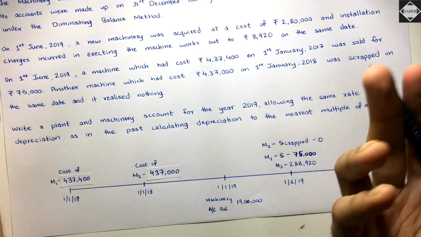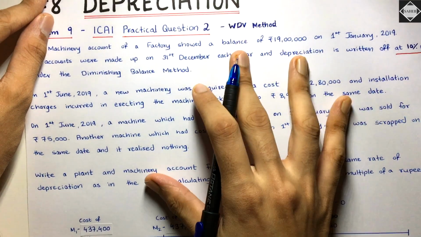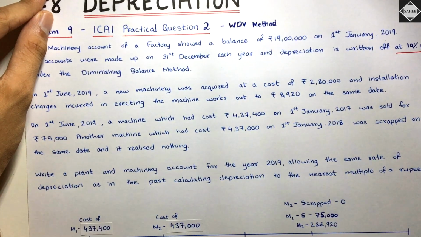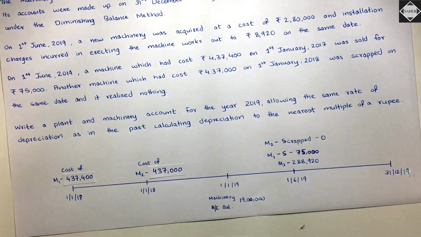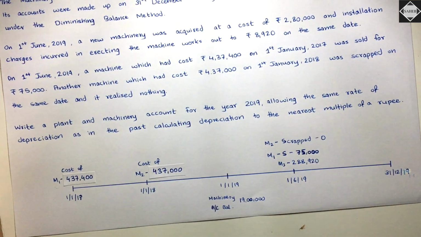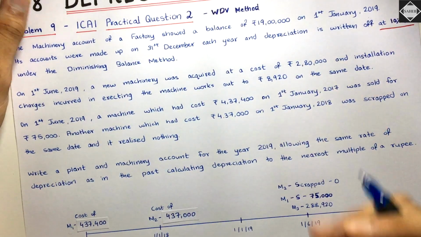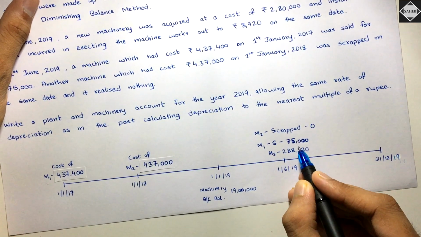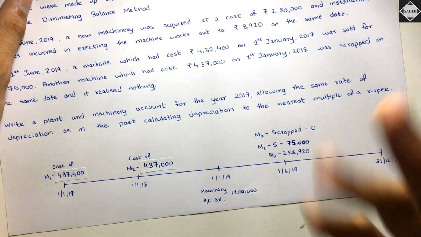Why M3? Why not M1? Because understand, if you read the whole question, then you will come to know the question is talking about 2 more machines which we had from the previous years. So those machines will become M1 and M2, and the machine which we have purchased now in the current year will become M3. Okay, so M3, 2,88,920, that's the cost. Fine. Okay, then what happened? Then they are saying on 1st June 2019 we have sold one machine for 75,000. So let's say M1 has been sold for 75,000, and then they have given us the cost of this machine. We don't know what is the WDV.